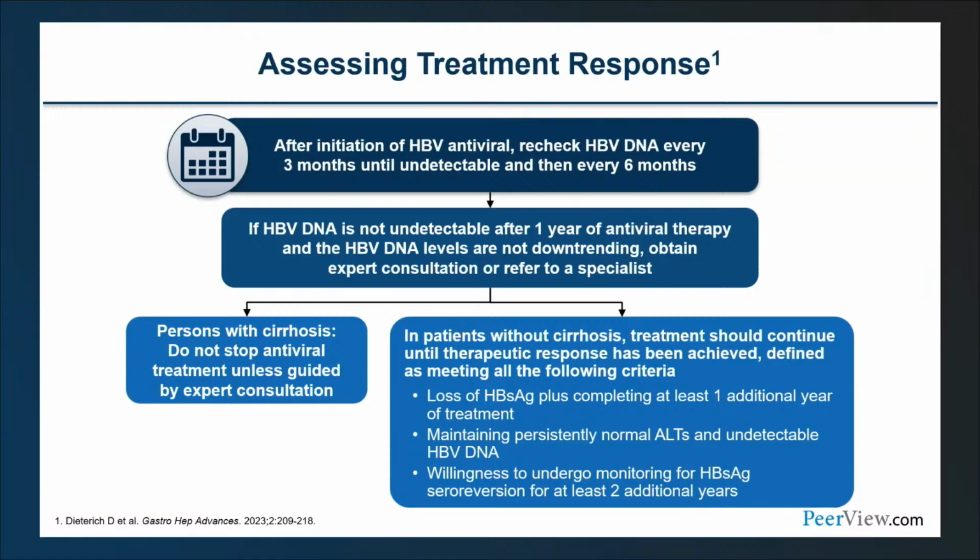You have to assess treatment response. No one is ever going to start something and just blindly go forward. So if you start someone on an antiviral therapy, you want to make sure your virus is responding at 3-month intervals until it is not detectable, and then you can monitor at 6-month intervals. If your virus is not responding, obviously start with adherence. If the patient is adherent, find a friend.